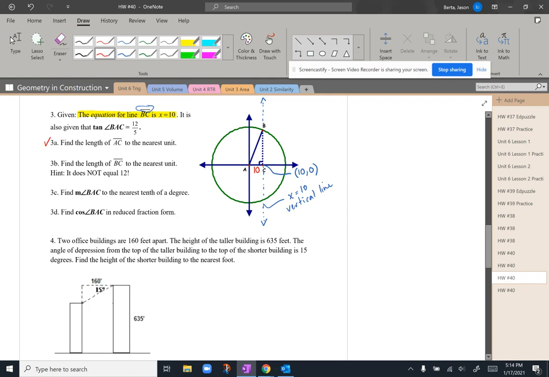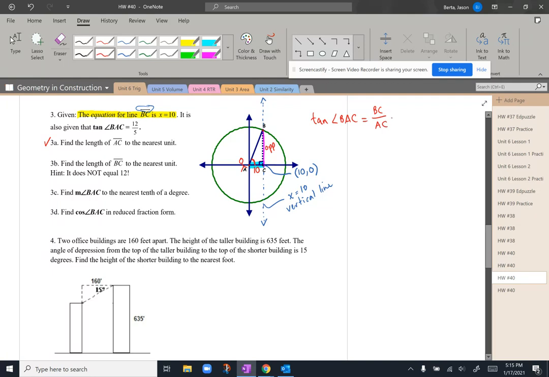Now, looking at 3B, we're asked to find the length of BC, okay? Well, if we set our perspective, right, if we draw our stick figure here at the origin, this is kind of where we set our perspective from this angle BAC. If we set up a tangent equation, right, well, BC is the opposite side when we have that perspective. So the tangent of BAC equals opposite, so that's BC, over adjacent, well, that's AC. Okay, AC is the adjacent side when we are setting our perspective at the origin.